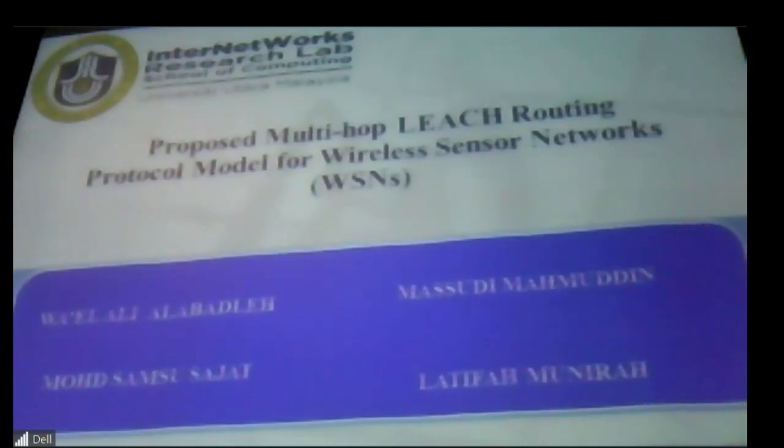My name is Wail. We propose a multi-hop LEACH protocol for wireless networks.